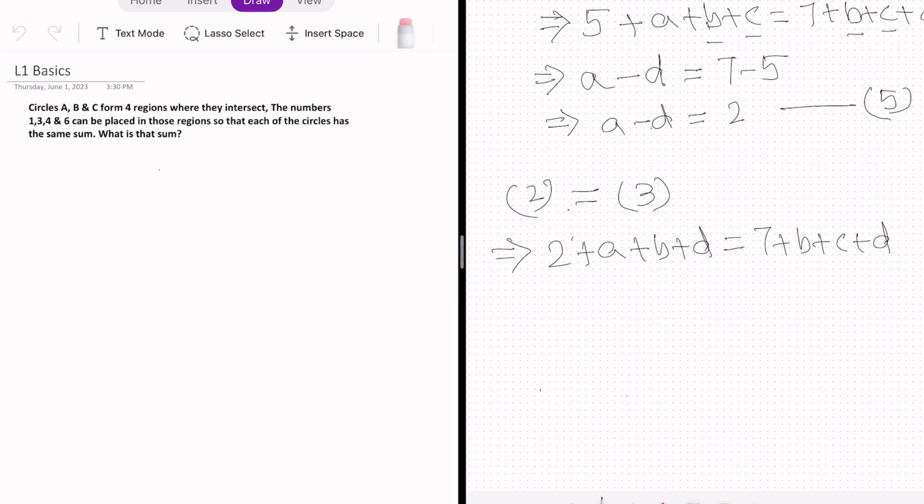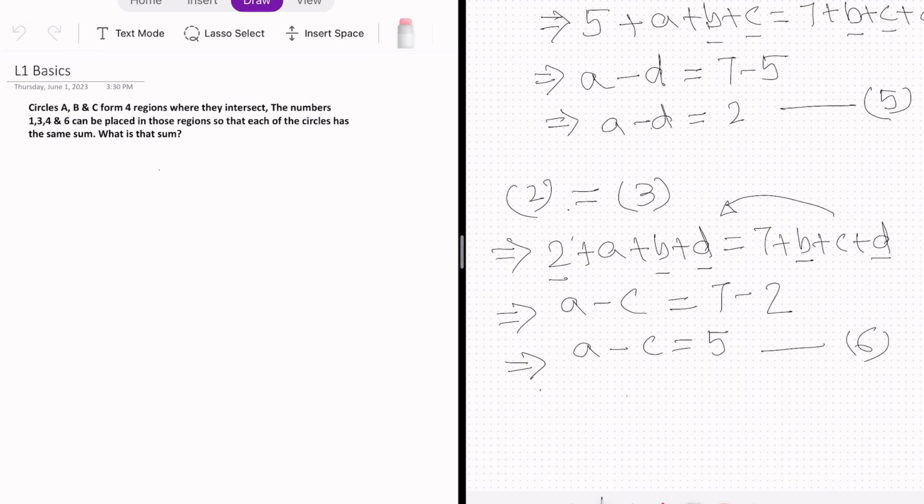Again, if I look at both sides, B and D will cancel each other out, and I'll move C onto the other side of the equation. So I'll get a minus C on my left hand side, and I'll move the constant 2 from the left hand side onto the right hand side. So that will be 7 minus 2, or A minus C is equal to 5.